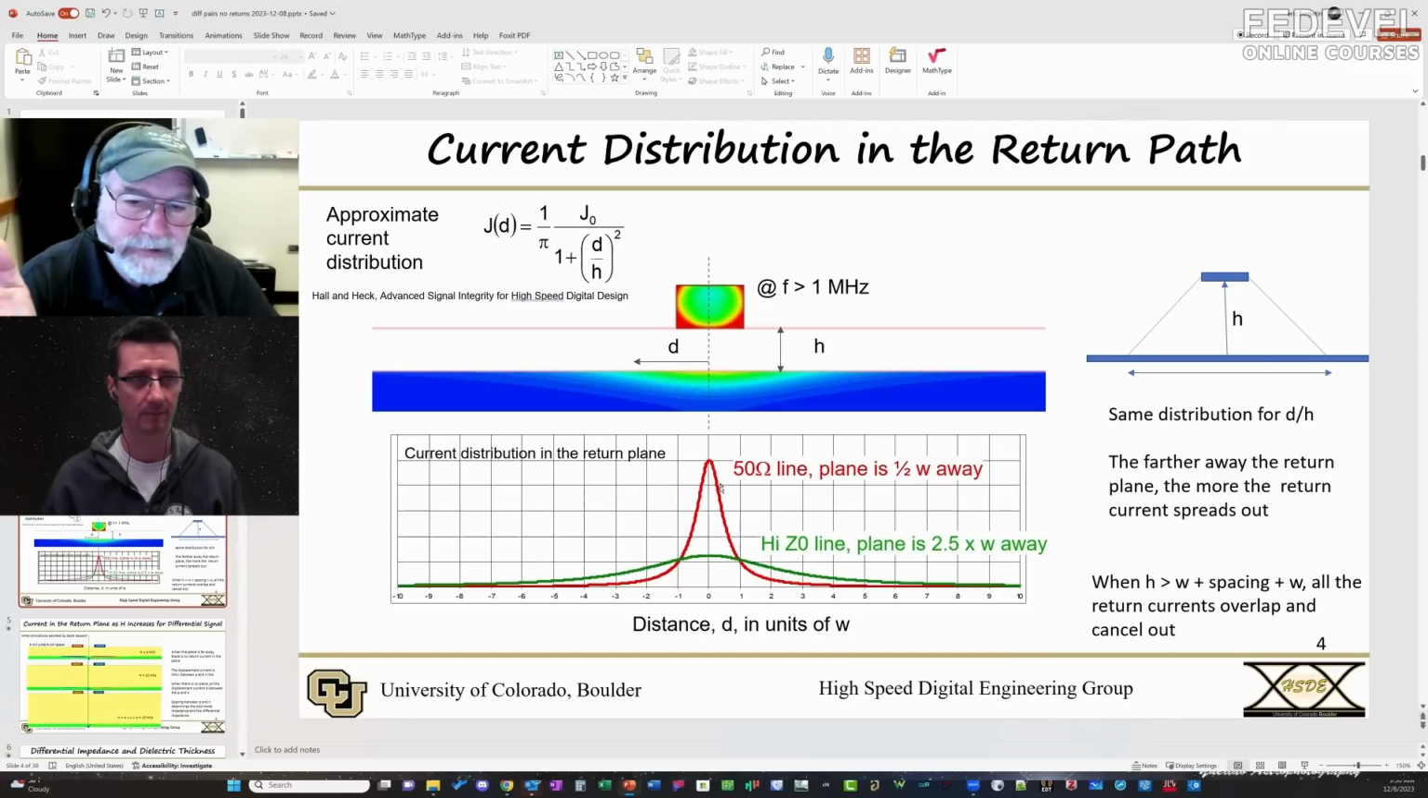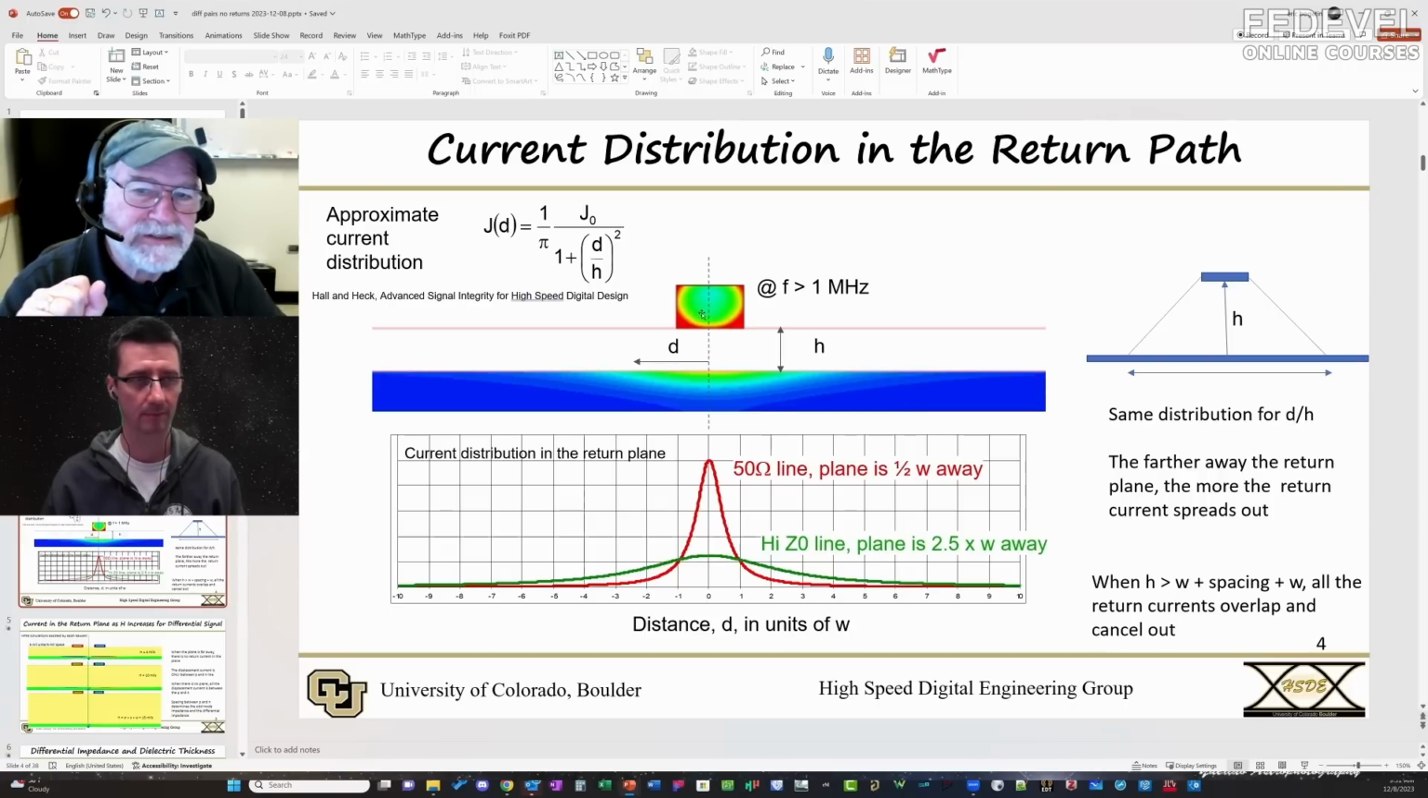And here's an analytical calculation of that. Here's what that current distribution looks like under the signal line when it's in close proximity. The return current is localized underneath the signal line. And here in green is when I pull the plane farther away, and here's what that current distribution does. It still scales, so most of the return current is roughly in that region, as I make the H farther away, the return current distribution spreads out as well.